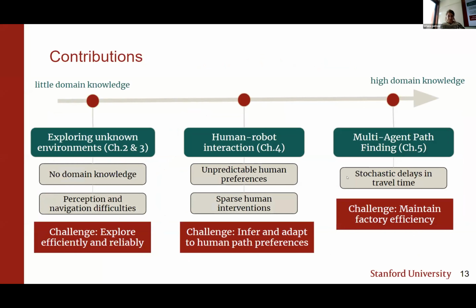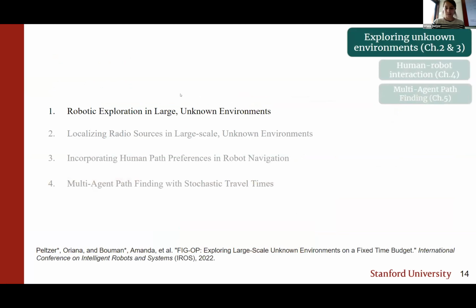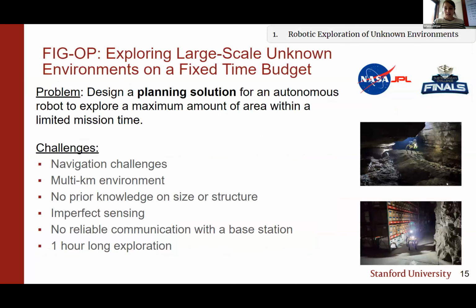Okay, so now I'll get into the first project, which is exploring unknown environments. So just to summarize, there's very little domain knowledge, perception, navigation difficulties, and we want to find how to explore these environments efficiently and reliably. Okay. So as I explained, our problem here is to design a planning solution for a robot to explore a maximum amount of unknown area within a limited mission time.